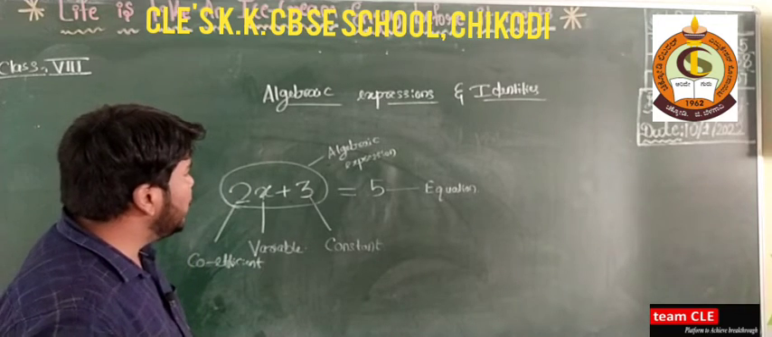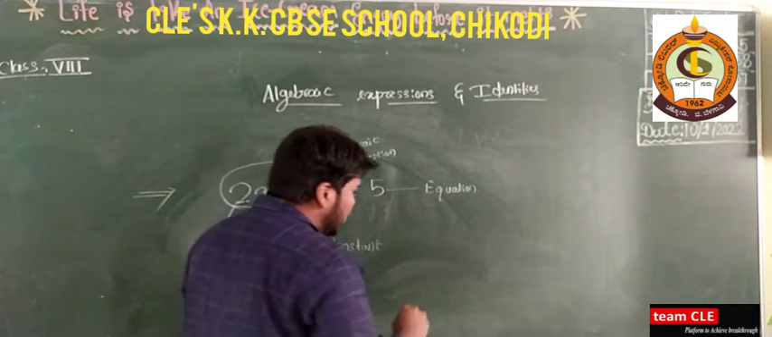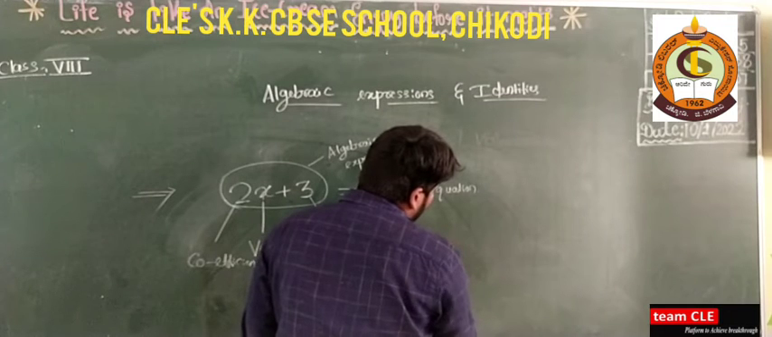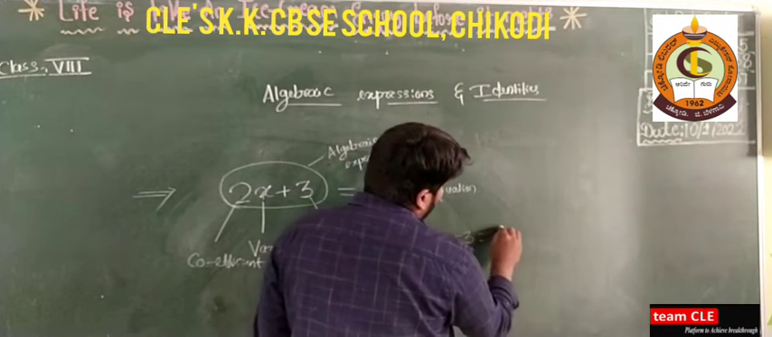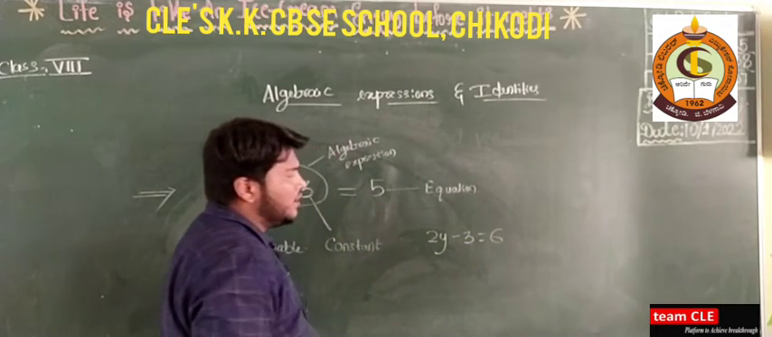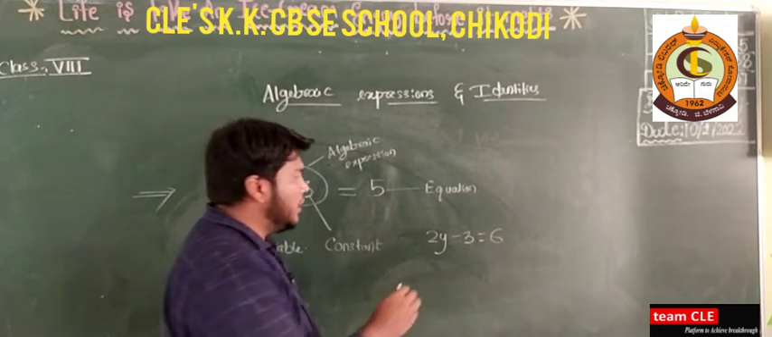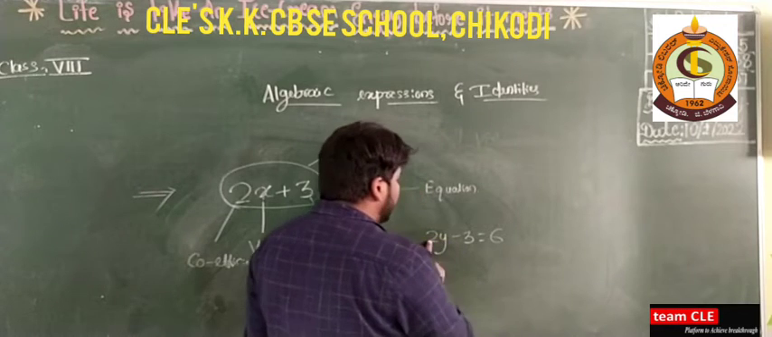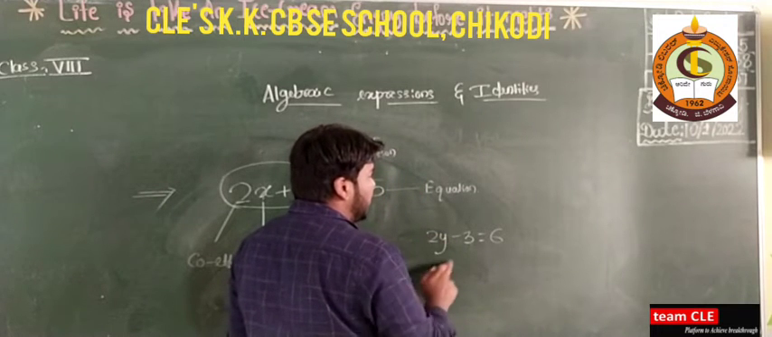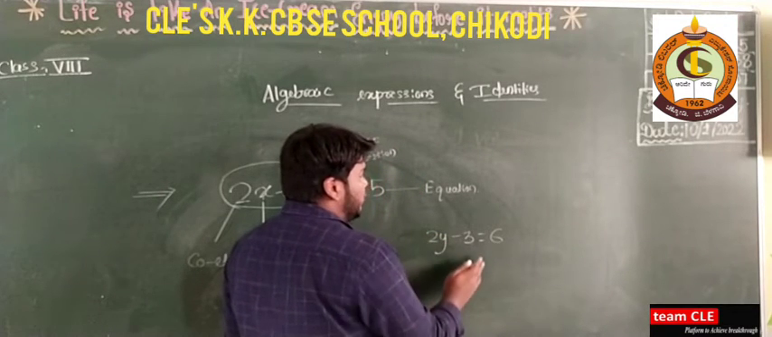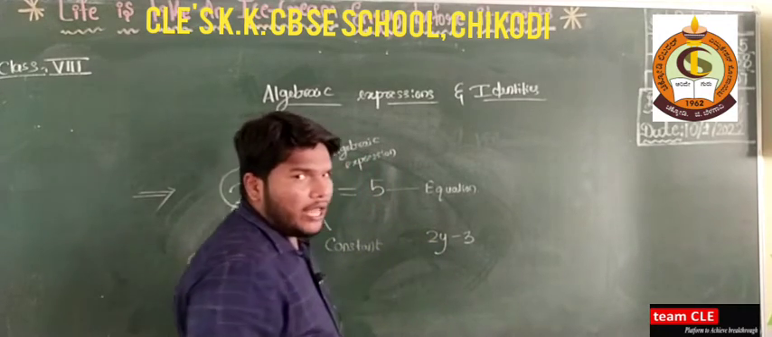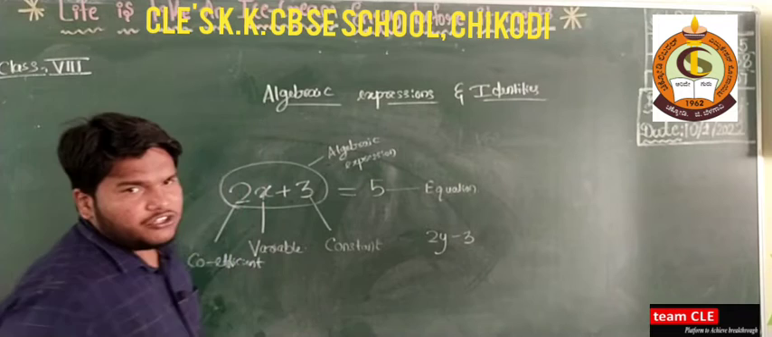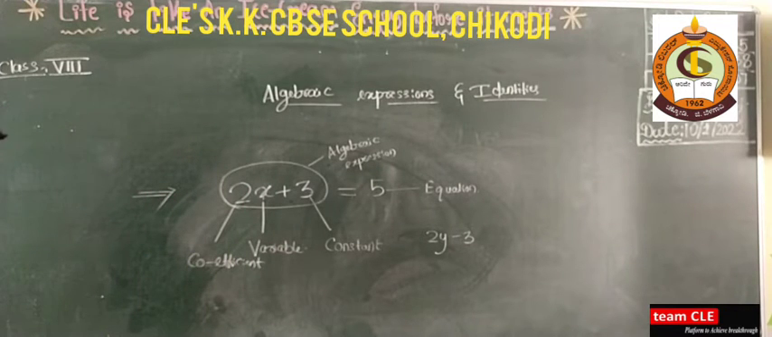Okay, dear students, one more example I give, that is 2y minus 3 is equal to 6. So 2y minus 3 is equal to 6 is an equation. Okay, and 2 is called the coefficient, y is the variable, 3 and 6 are constants. If you remove the equal to sign and the 6, then 2y minus 3 is called an algebraic expression. So this is all about the algebraic introduction.